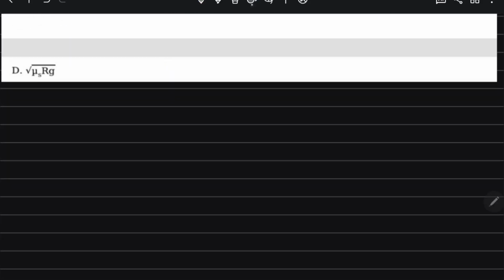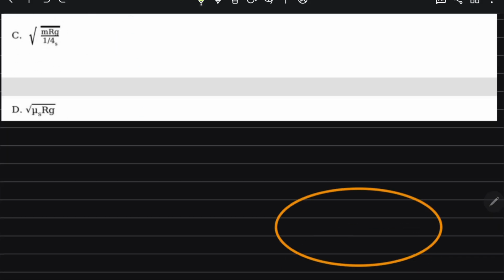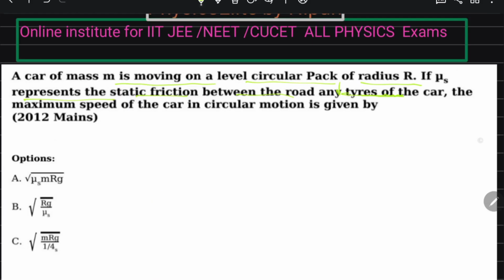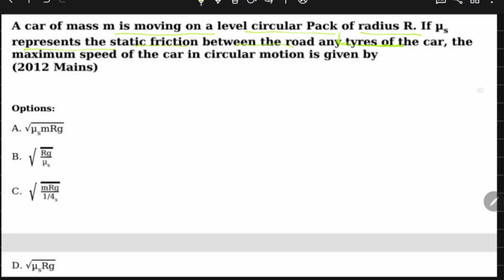Actually in this question, this is not any banked road. This is only a horizontal circular road. A car of mass m is moving on a level circular road. Level means they are not banked. Mu s represents the static friction. Suppose here the car is moving, right? And the car's mass is m, and this circle has a radius r. If mu s represents the static friction between the road and the tires of the car, the maximum speed of the car in circular motion.